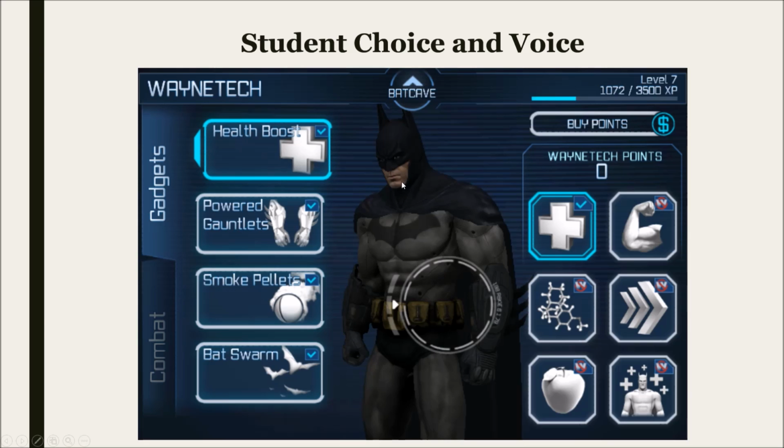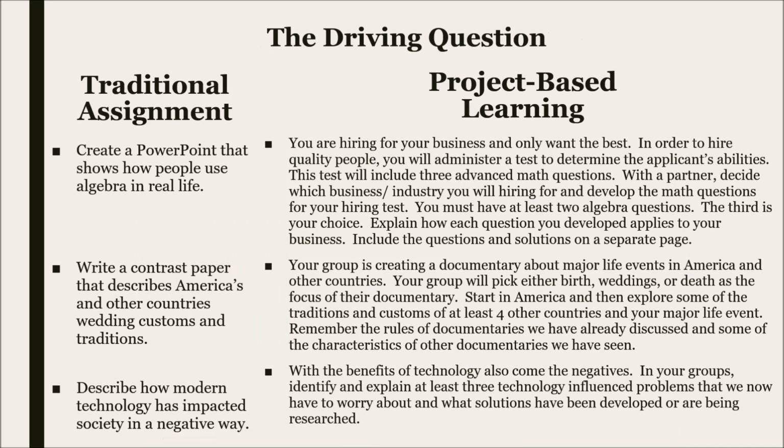So although we both have to be Batman, although we both have to beat the game in the same way, the same villain, we get to customize our character the way that we want to. We have a choice. And so the concept is still the same when assigning a PBL project. So here, what we have are some traditional assignments, and what we have done is we have converted these traditional assignments into project-based learning assignments.